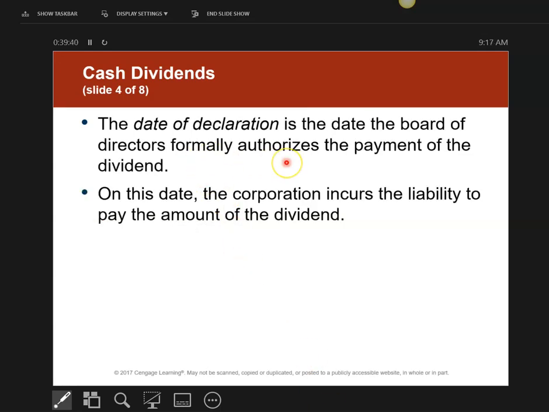So the date of declaration is really the date the board of directors gets together and decides to authorize the dividend. On that date, on the first date of declaration, you will need a journal entry to declare your dividends. Okay? That's the first date of declaration.